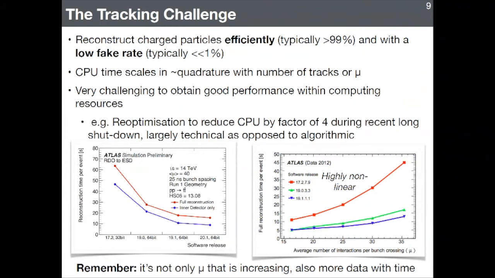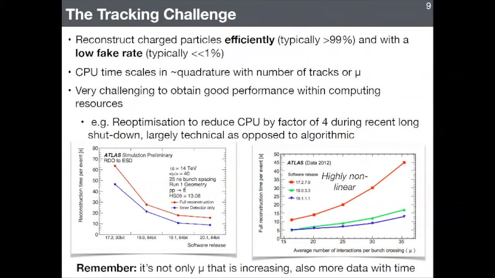Now, loosely speaking, the amount of computing time it takes will scale quadratically with the number of tracks or with mu. And that's why you end up with this highly nonlinear behavior. What this means is that it's very challenging to obtain good performance within our computing resources. And so it's a continual, ongoing effort to optimize and get things to go as quickly as possible. And here's an example from ATLAS. These are various software releases that we had during a really large re-optimization where we were able to decrease the amount of time we needed by a factor of 4.